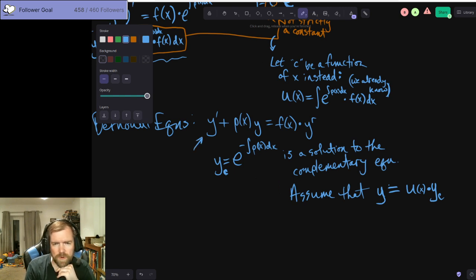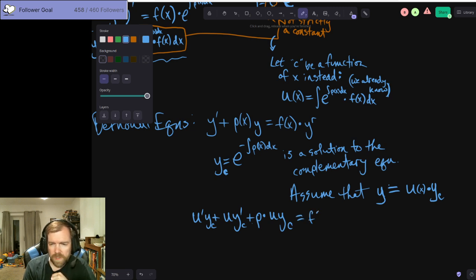So we go with y prime, that's going to be a power rule. Nope, sorry, product rule. So u prime y plus u y prime plus p times u y, with y sub c in all these cases, is equal to f of x times u to the r y sub c to the r.